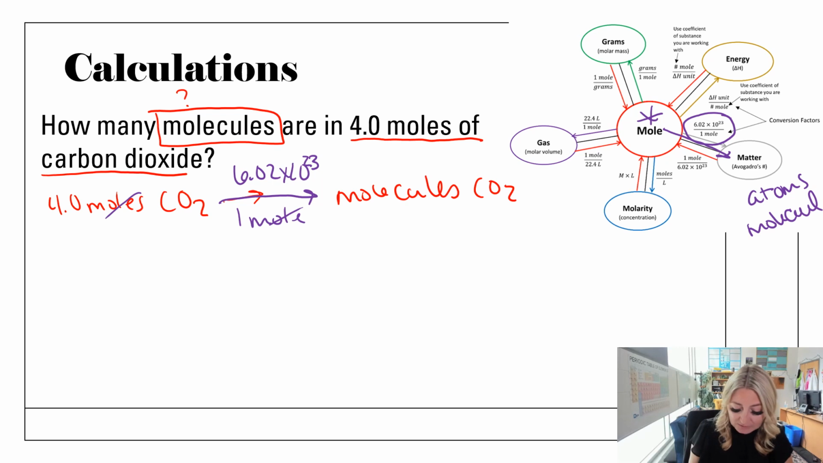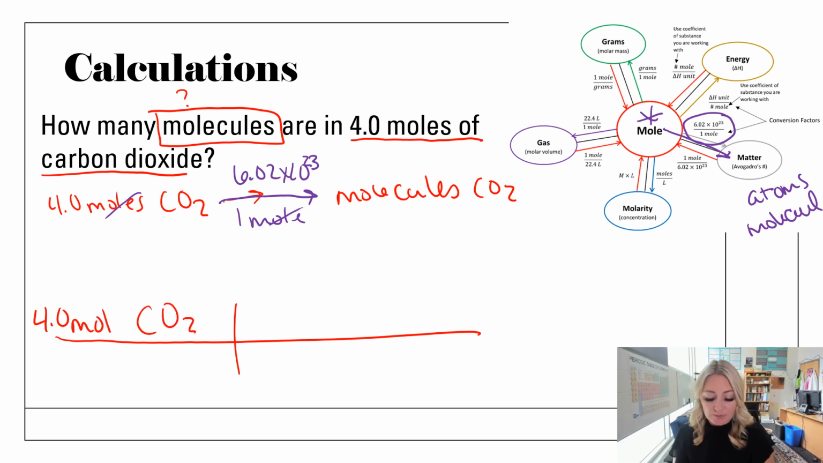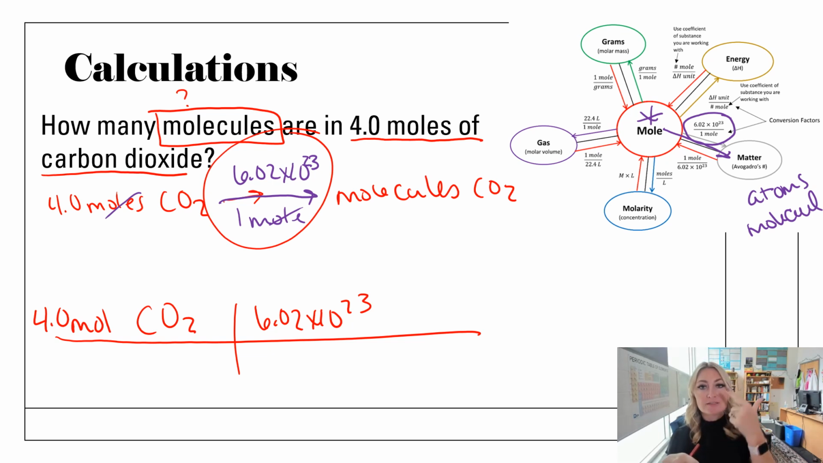So I've just essentially done the entire problem just by drawing my unit map. But let's formally put it into a T-chart. So 4.0 moles, and I'm going to abbreviate moles. I saved myself so much time doing that. And I'm going to put in this conversion factor next, 6.02 times 10 to the 23rd. Now, one thing to be careful of on your T-charts is to make sure that you are always putting number, unit, substance, number, unit, substance.